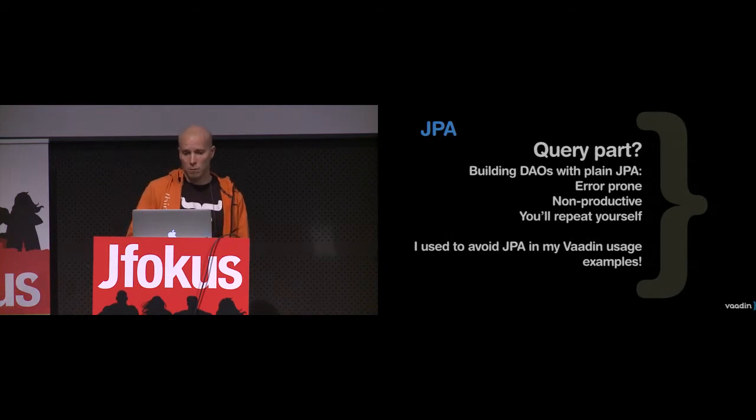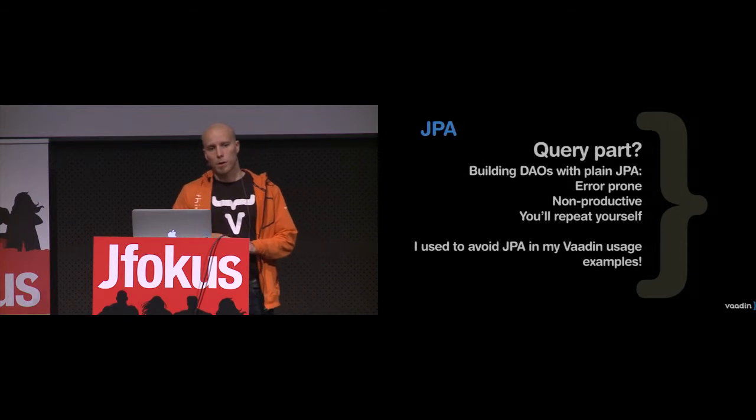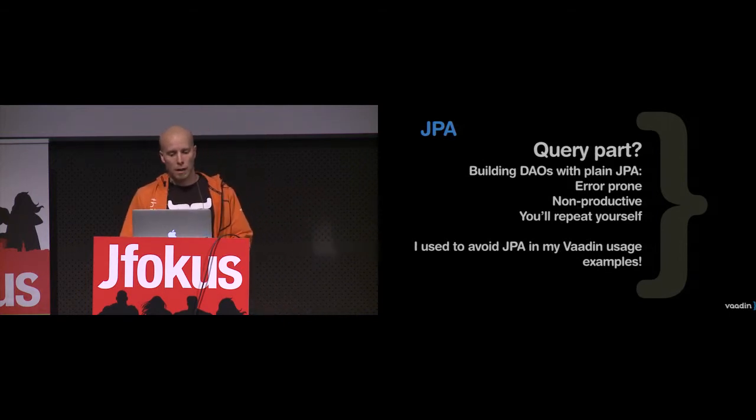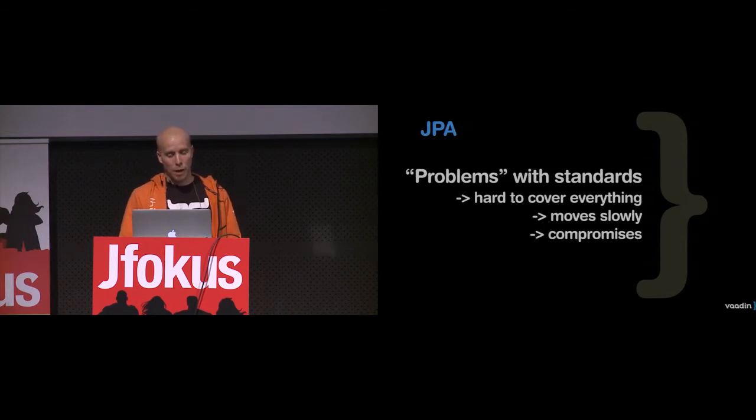As a summary, I think if you make some kind of simple DAOs for your application, it's typically quite error-prone, and you will be repeating yourself quite a lot. You will be writing similar JPQL queries for different entities, and that's why I didn't want to use JPA at all at some point in my Vaadin examples, because all the code was looking quite weird, as there was so much JPA stuff there. But I don't blame JPA or the standard at all.